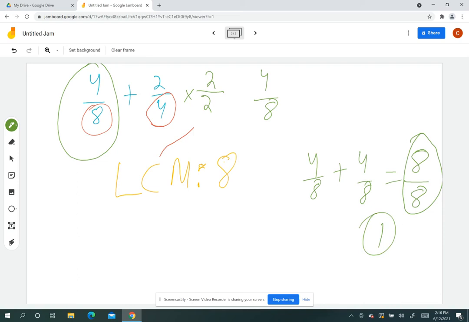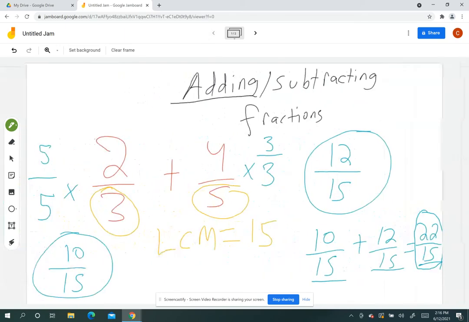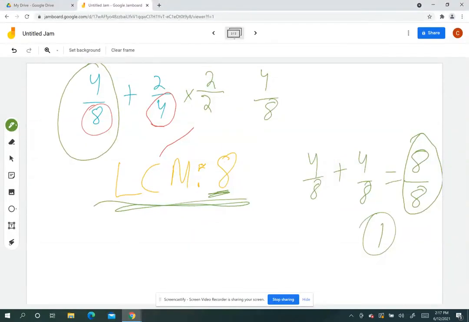So as you can tell, sometimes you don't have to turn both denominators into a new number, into the LCM. Sometimes one of your denominators is already the LCM. In problem 1, we had 2 different numbers and they both had to be changed to a different LCM. In this case, one of them was already an LCM. So sometimes they're easier, sometimes they're more complicated. Let's keep looking at another one.